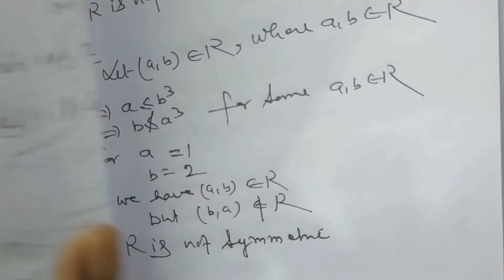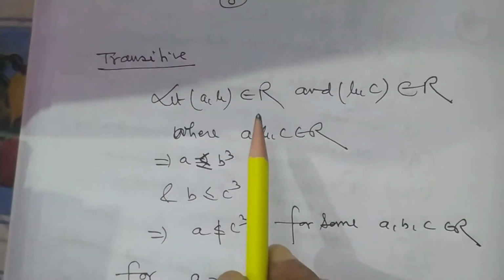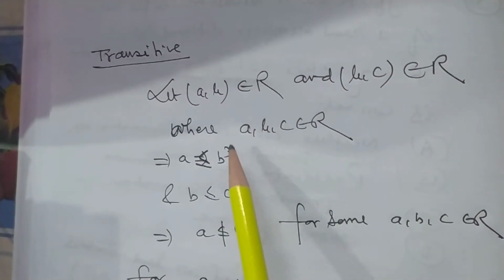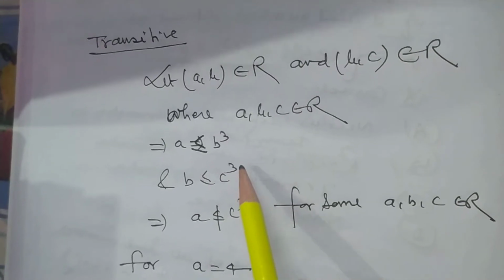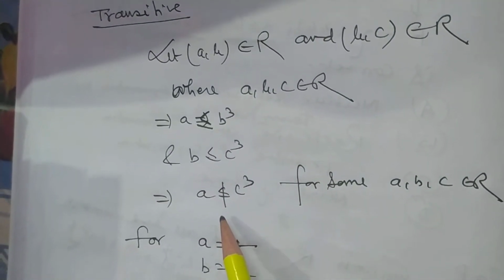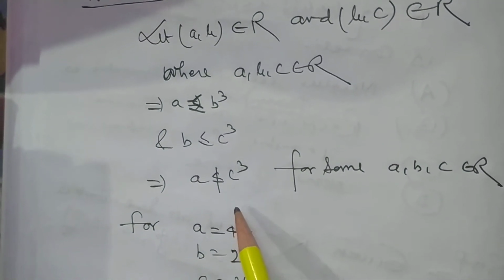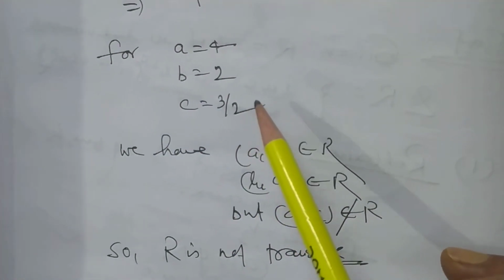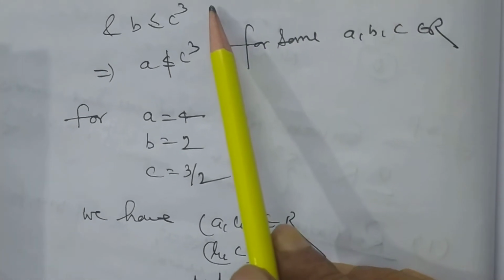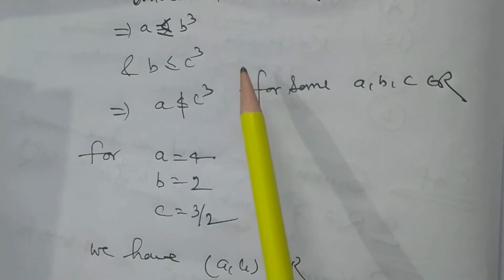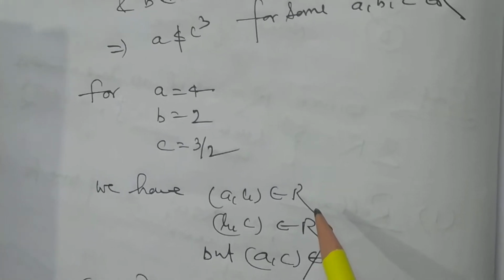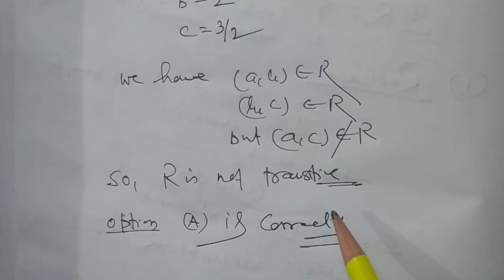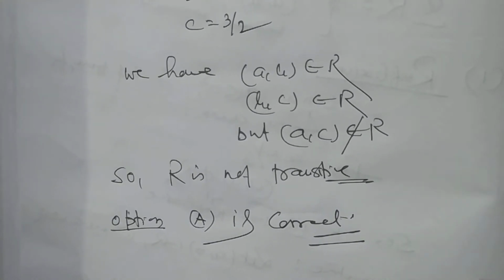My dear students, now I want to discuss transitive. Let (A, B) belong to R and (B, C) belong to R, where A, B, C belong to R. A is less than or equal to B cubed, B is less than or equal to C cubed, A is less than or equal to C cubed. Take A equal to 4, B equal to 2, C equal to 1/2. We have (A, B) belongs to R, (B, C) belongs to R, but (A, C) does not belong to R. So R is not transitive. Hence, A is correct.